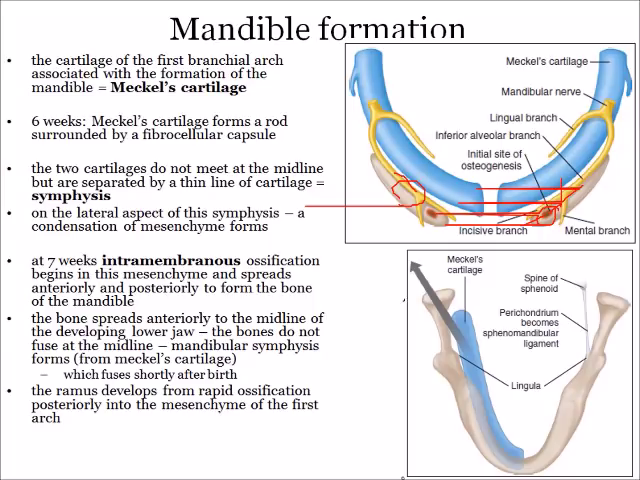Later on, between the age of 10 to 14 weeks intrauterine life, 3 new ossification centers appear. One at the area of the midline symphysis, the second at the head of the condyle, and one in the coronoid process. 3 ossification centers, and the bone formation in these areas is by endochondral ossification.